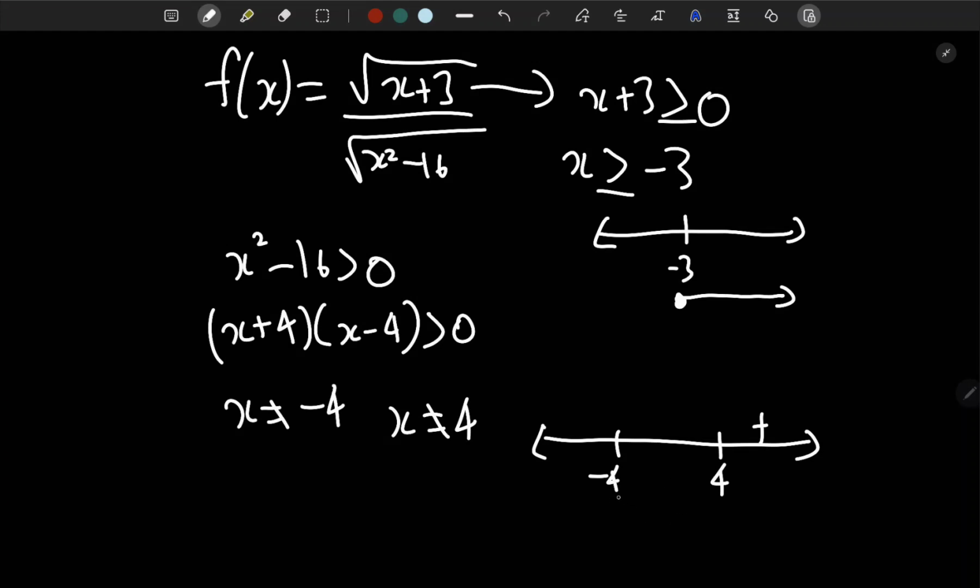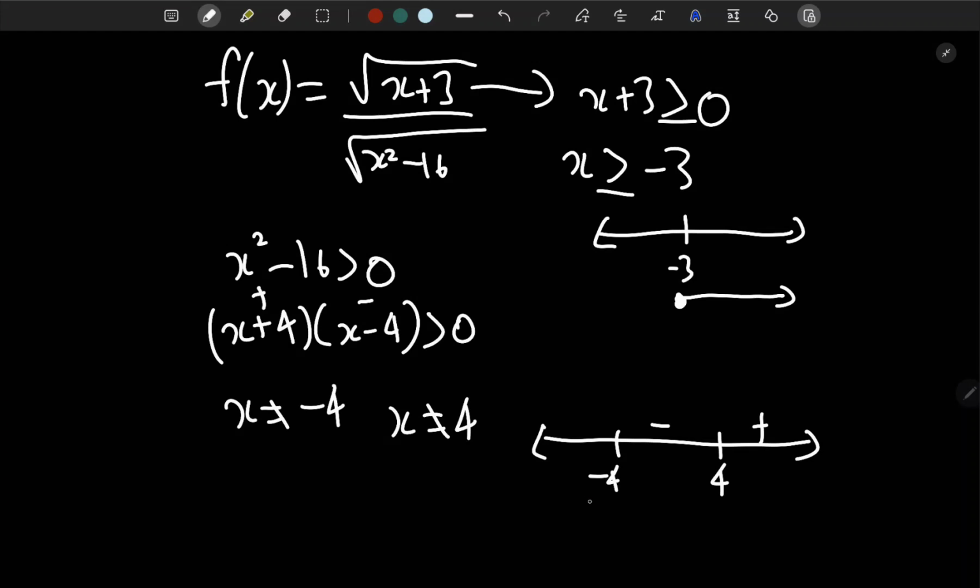Now let's choose a number between negative 4 and 4. Let's choose 0, very easy example. So 0 plus 4 is a positive number, and 0 minus 4 is a negative number, and a positive number multiplied by a negative number is negative. So we know that the region here is negative.